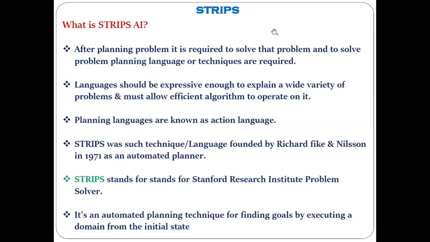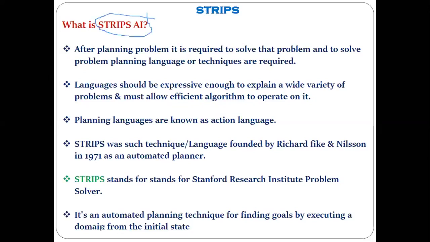Now come to the important point today, that is, what exactly is STRIPS? What is STRIPS in artificial intelligence? Now we are discussing how to solve any kind of problem. To solve any kind of problem, there is a need of some particular approach. Even if you take the example of programming, suppose you want to write a program to find out even and odd numbers. First thing you do, first you plan how exactly you are going to write that program, yes or no? What is going to be the logic, yes or no?